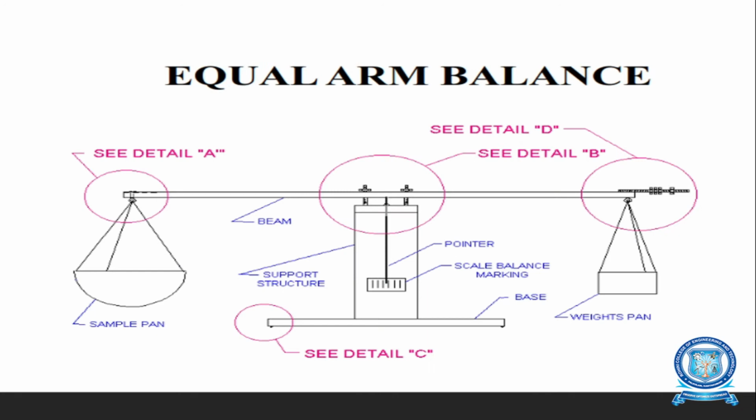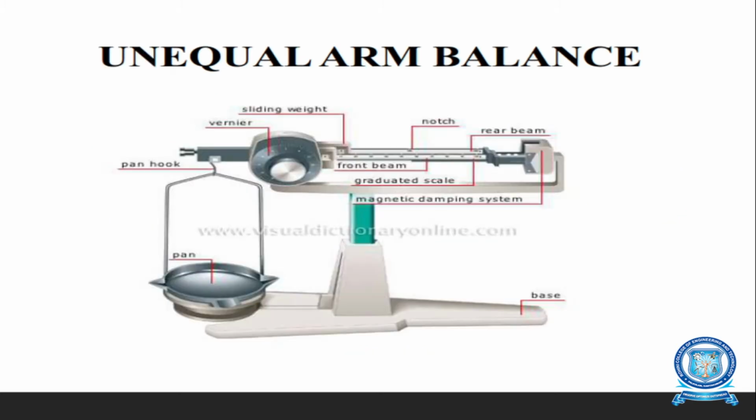So in the previous equal arm balance, we need the sample weights to get the original weight of the unknown weight material. But in this unequal arm balance, it is used to measure the heavier weight with the help of lighter weights. It uses two arms, out of which one is called the load arm and another one is the power arm.